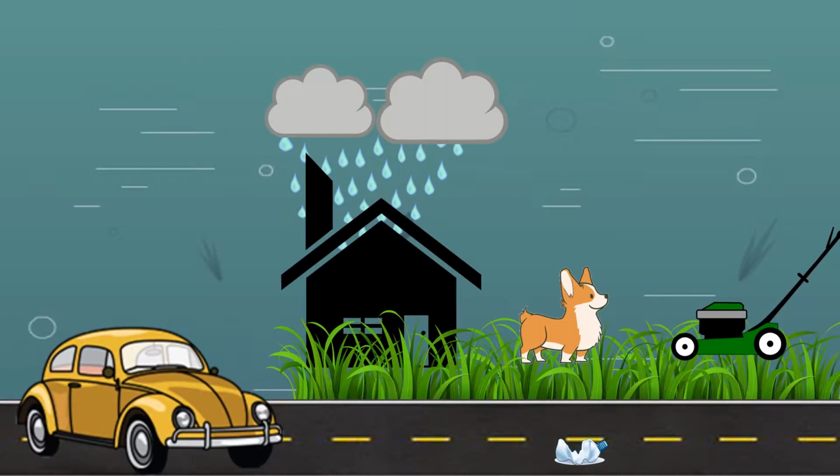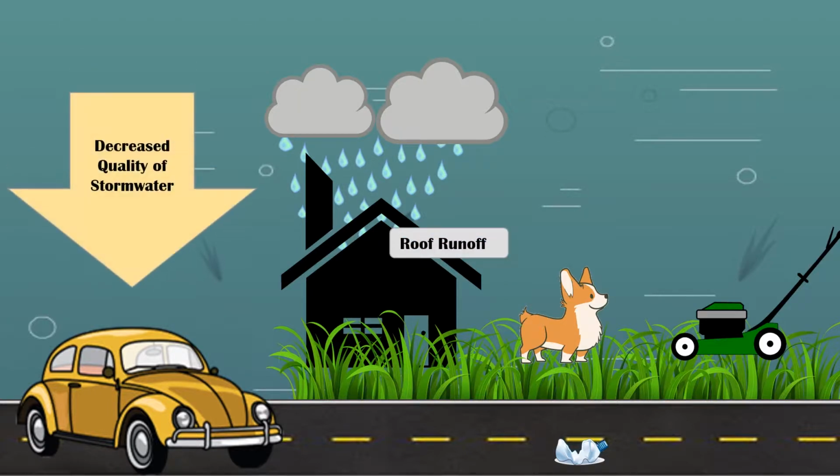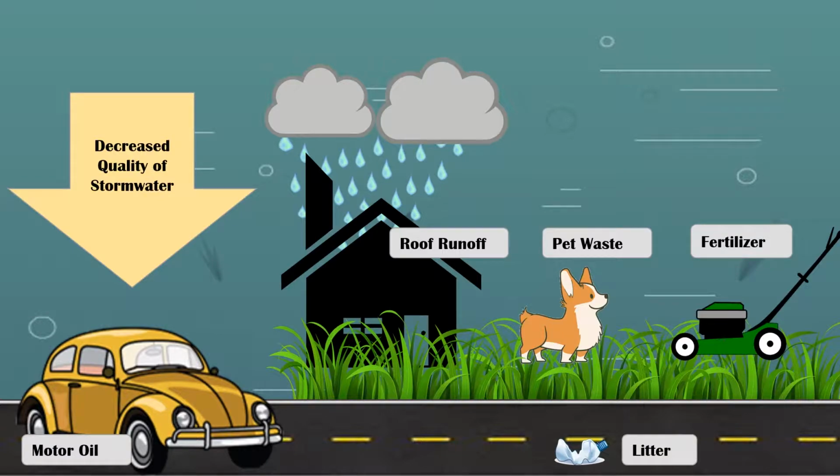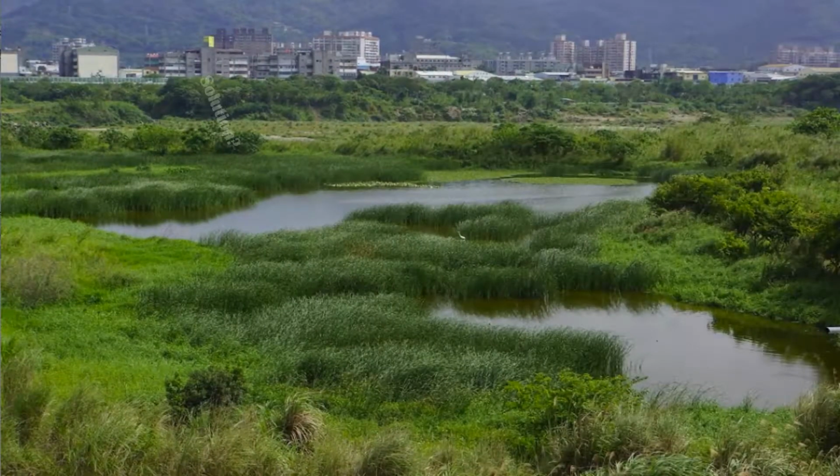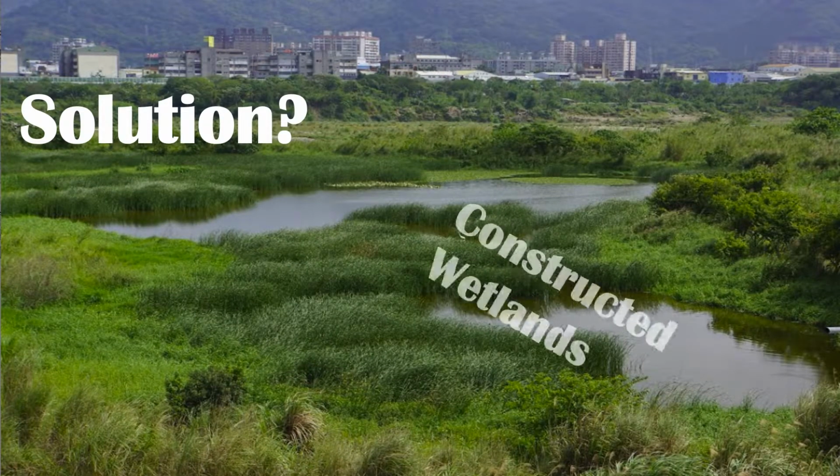This increased quantity of stormwater is now carrying a decreased quality due to the other effects of urbanization. What is the solution to these problems? Constructed wetlands.